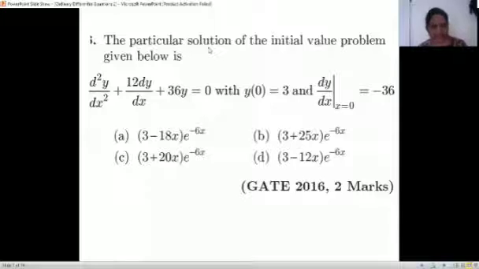First of all, find its general solution. So the equation is an LDE, that is, we can write D square plus 12D plus 36 is equal to 0. Write this equation, D square plus 12D plus 36 equal to 0, and tell me the roots of this. What are the roots?